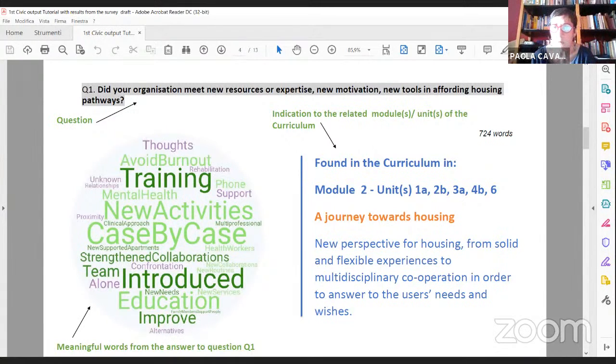So some from the team of the arts helped in this work, and we created this kind of PowerPoint, this kind of structure for the results of the survey.